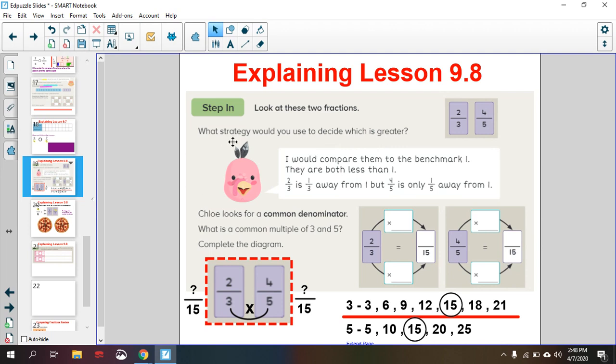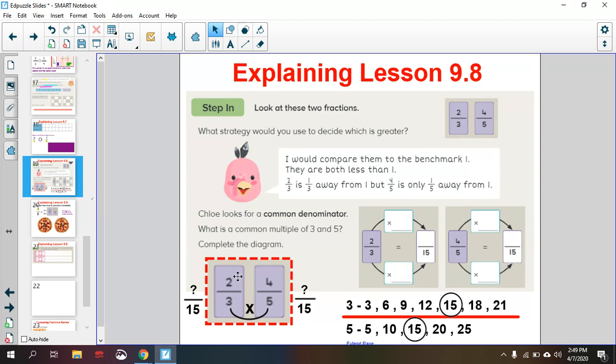Well, our little bird here is saying that she would compare them to the benchmark one whole, which means she's going to think about how close they are to one whole. Something we've talked a lot about, and what Chloe is thinking here, is we want to find a common denominator. We want to find something that these two bottom numbers, 3 for thirds and 5 for fifths, have in common. So they're asking you to complete the diagram here.